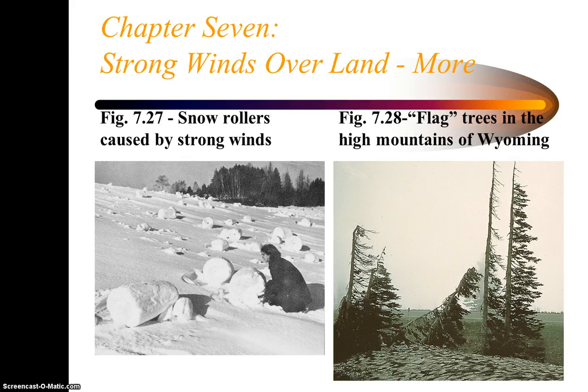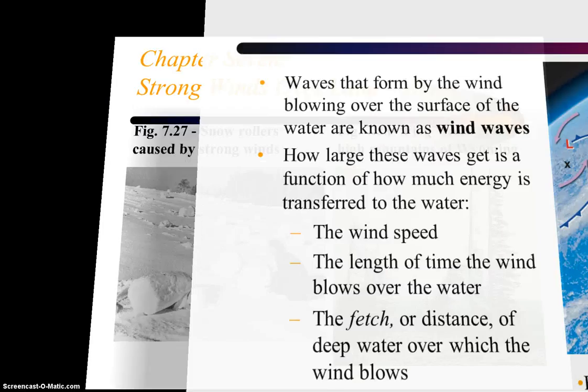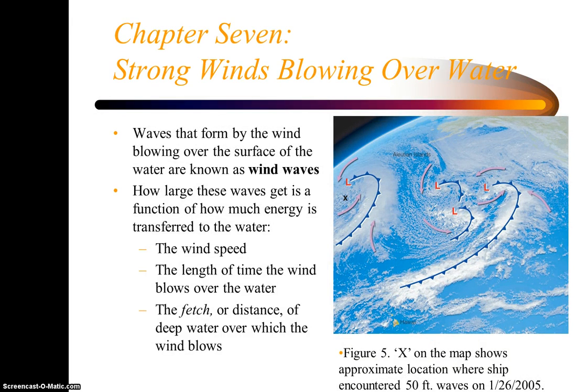You can also get these weird effects called snow rollers. Strong winds going downhill can cause snowballs to form, and they get bigger and bigger and bigger as the strong winds force these snow rollers to go downhill. And then here's an example in Wyoming of what we call flag trees in the high mountains there, where the winds are blowing hard from one direction almost all the time, producing these trees where foliage seems to only grow favoring one side. Now let's talk about strong winds blowing over water.